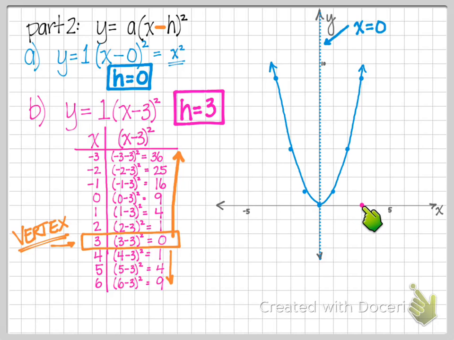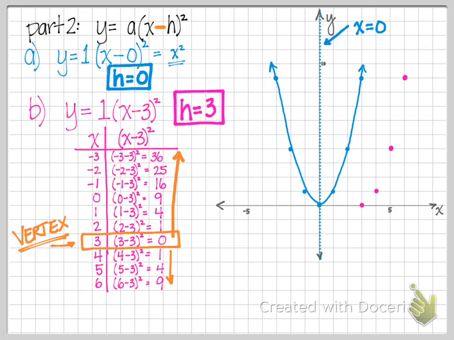I start at the vertex and I go over 1 and up 1 squared, and what do you know? That's where there is a point. So there it is. Went over 1, up 1 squared. Now let's go back to the vertex, and the next one, we're going to go over 2 and then up 2 squared, which is 4. And there it is. And now the next one, I'm going to go over 3 units and up 3 squared, which is up 9.